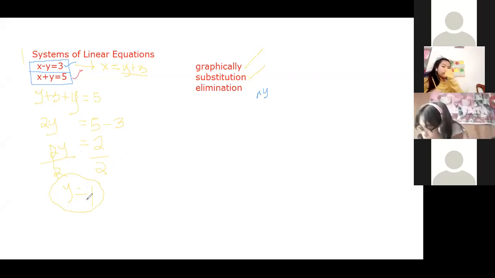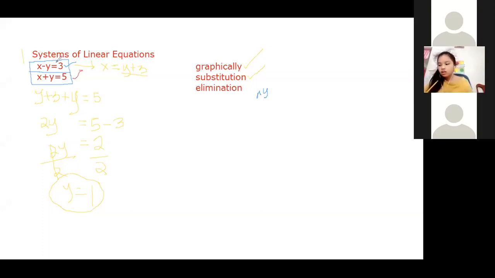Our y is 1. Now our x is, to find x, you will use equation number 1 or equation number 2. Alright? So let's just simply substitute the value of y to equation number 1. So equation number 1 says, x minus y is equal to 3. And then, we know the value of y already, right? Y is equal to 1.